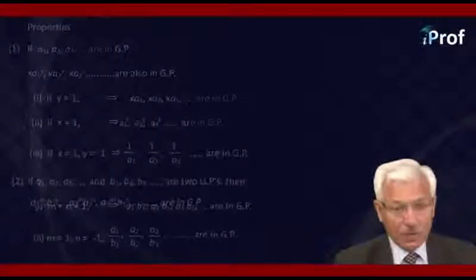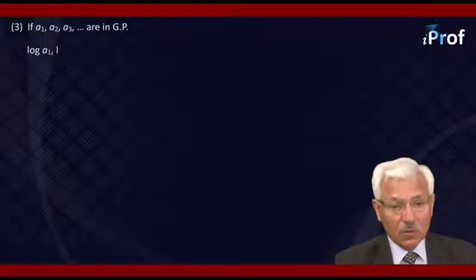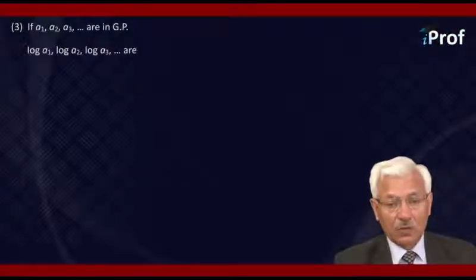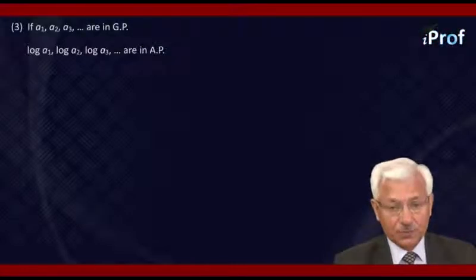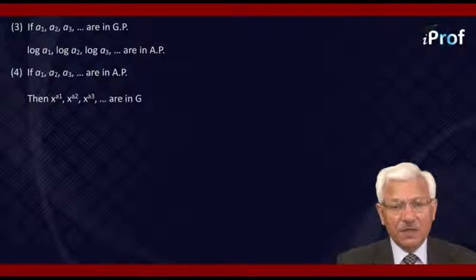Another important relation is, if A1, A2, A3 are in GP, then log of A1, log of A2, log of A3, ... are also in AP, which can be very easily deduced. Next property is, if A1, A2, A3, ... are in AP, then x raised to power A1, x raised to power A2, x raised to power A3, ... are in GP.